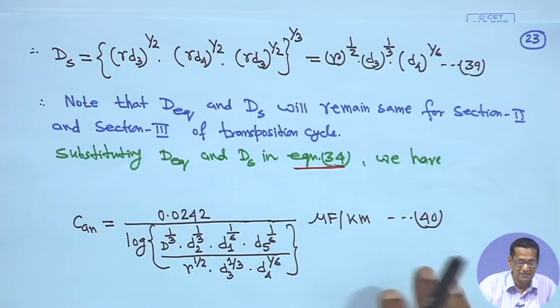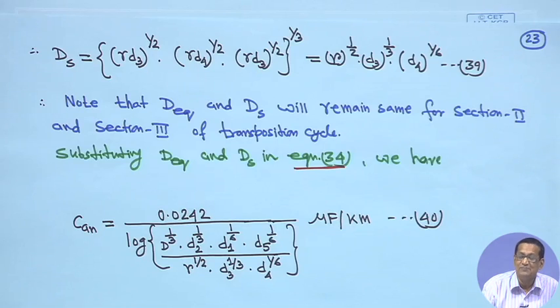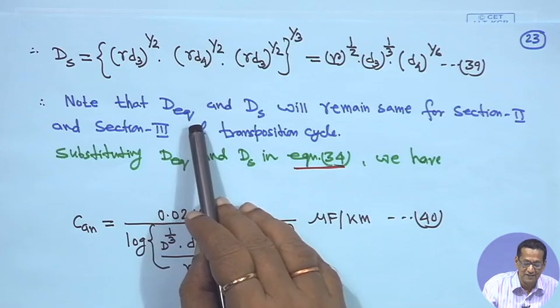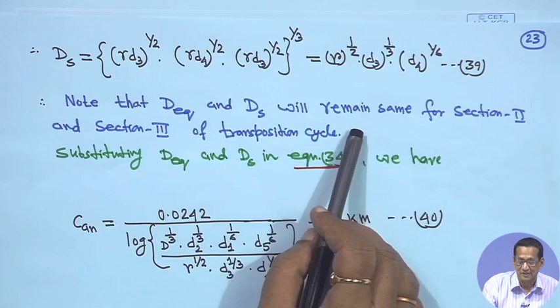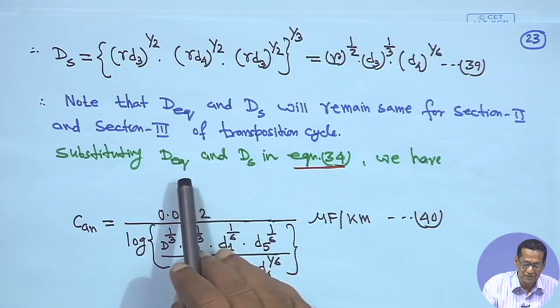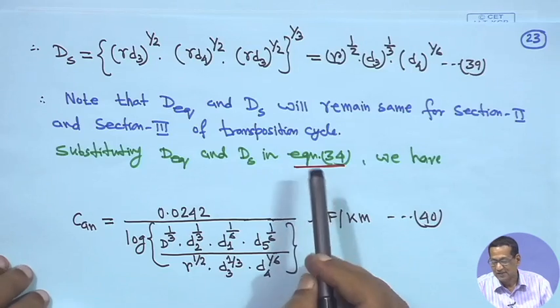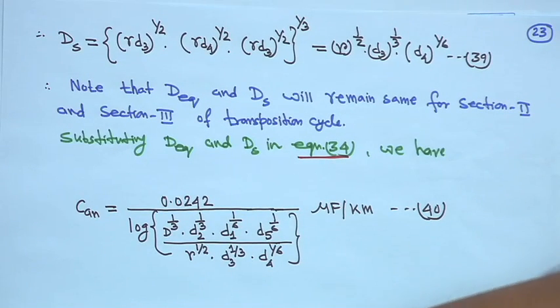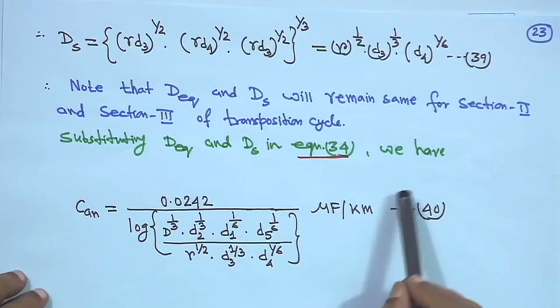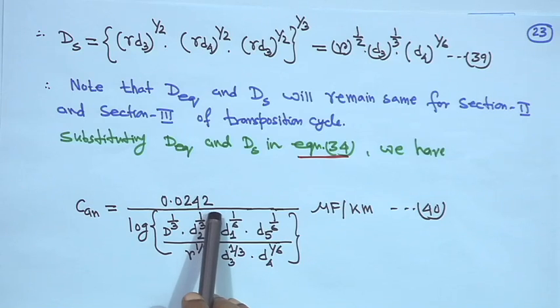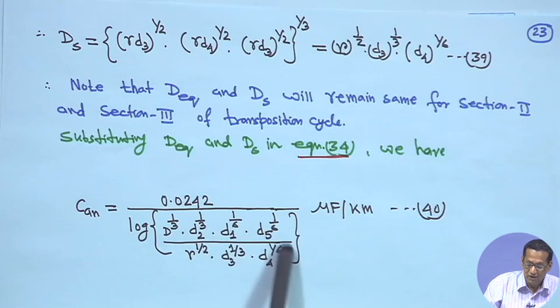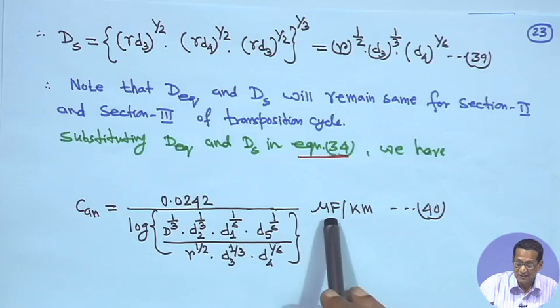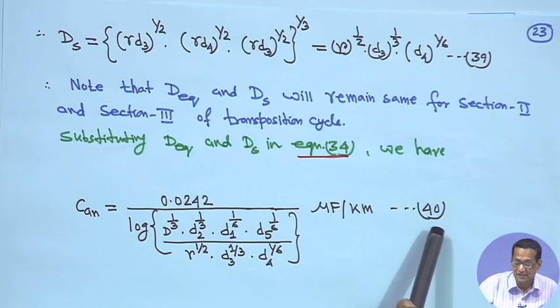So, if you see the transposition cycle, the DEQ and DS will remain the same for section 2 and section 3, only the conductor is changing position, but the configuration remains the same, right. Therefore, for the second and third case also DEQ and DS will remain the same, right. So, substituting the DEQ and DS in equation 34, you can get CAN is equal to 0.0242 log of this expression. After simplification, it will come to this much microfarad per kilometer. This is equation 40.